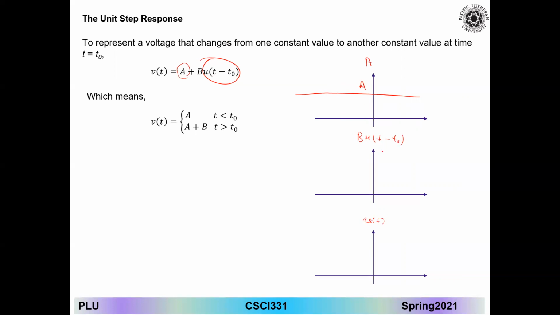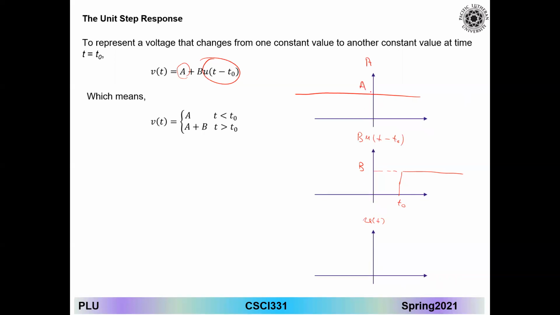Remember from the previous slide, when I have u of t minus t0, my step point will be t0. Here is the t0. What else? I have here 1, this quantity multiplied by B. So it should look like this. My unit step here is not going to be 1, because multiplied by B, it will be B. Now basically for v of t, you just add those two quantities together.